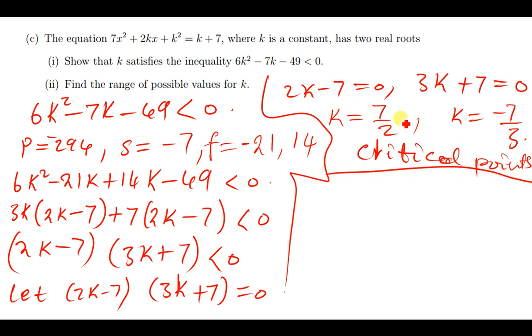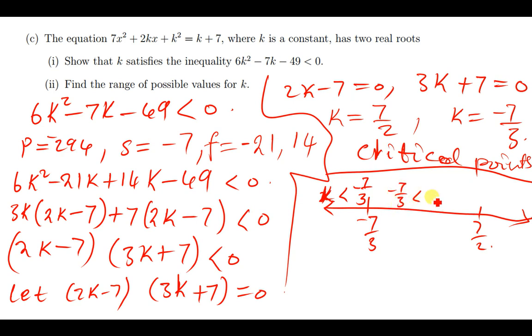Alright, so let's put these on the real line where we're going to test them to find the final answer. So we're going to put our negative 7 over 3 there and our 7 over 2 there. This range is k less than negative 7 over 3. Then here we have negative 7 over 3 less than k less than 7 over 2. And this side we have all the values of k which are greater than 7 over 2.